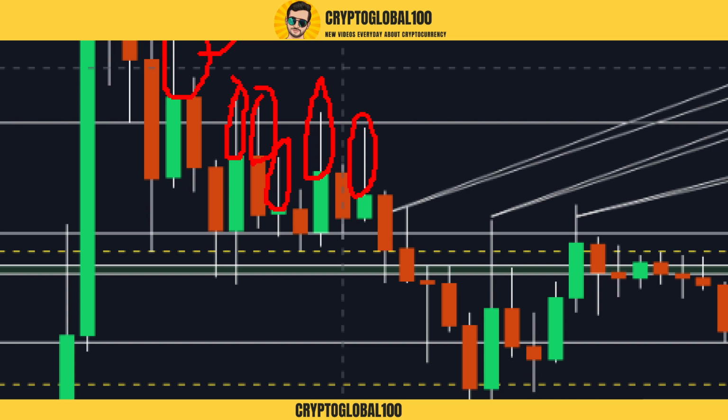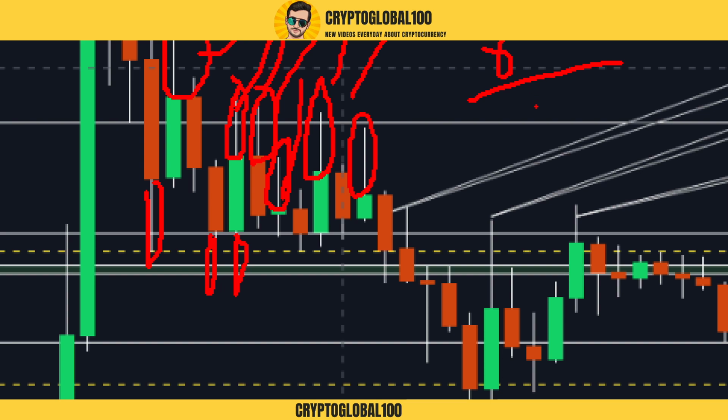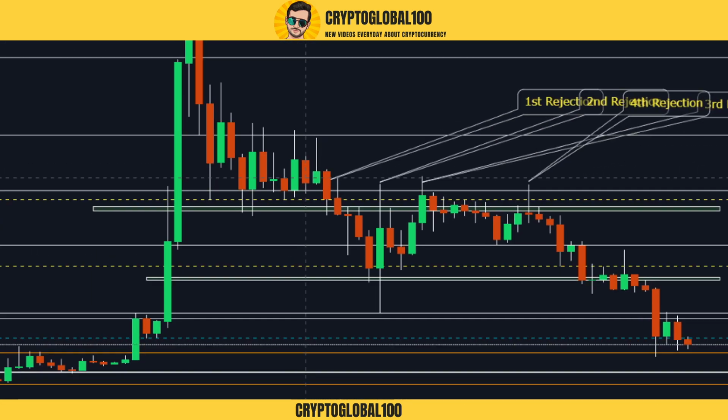So we see 1, 2, 3, 4, 5, 6 wicks on the upside as compared to 1, 2, and this one is 50-50. So 6 versus 3. Which one? The sellers, definitely. That's why it was trying to break this level but was unable to, and so the price came down.